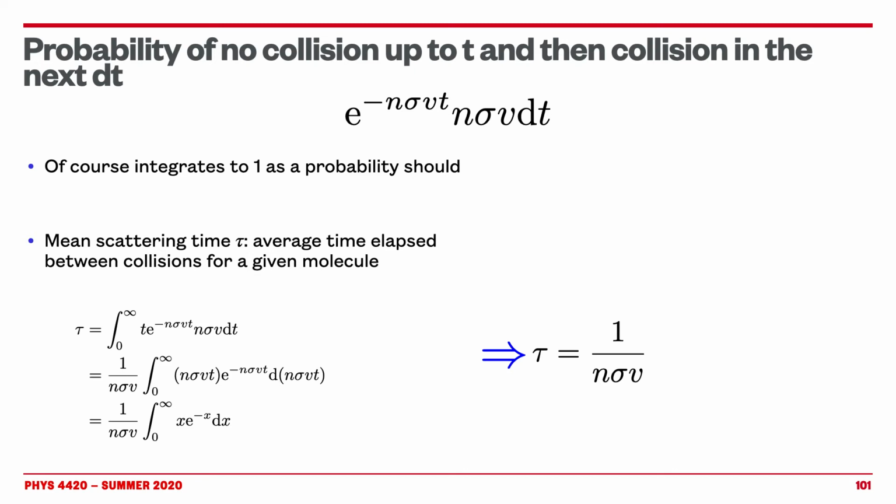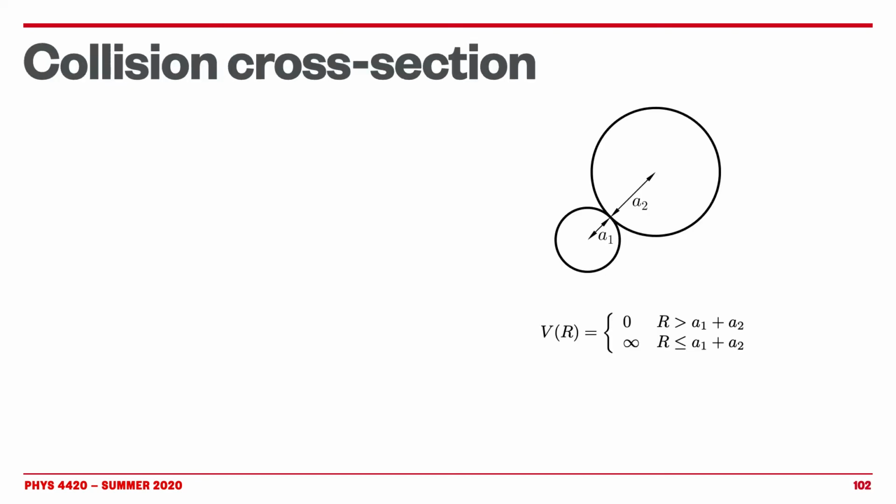Okay, let's try to spend a bit more time on this idea of collision cross section. And for this, we are going to introduce the concept of the hard sphere potential, which is a very simple interaction potential. It's an interaction potential which is basically the simplest possible between two particles. Let's try to think a little bit how it works.